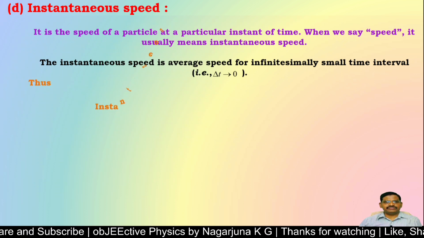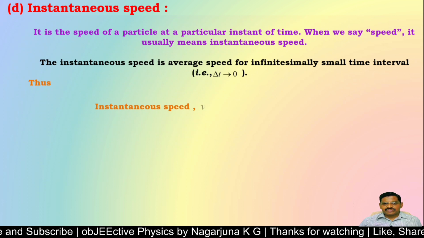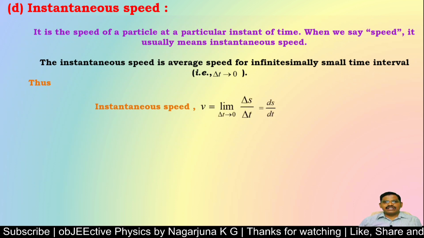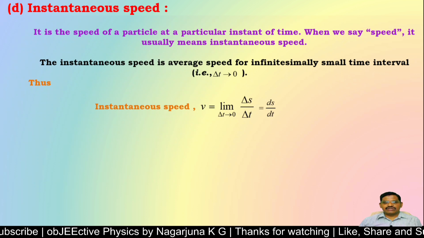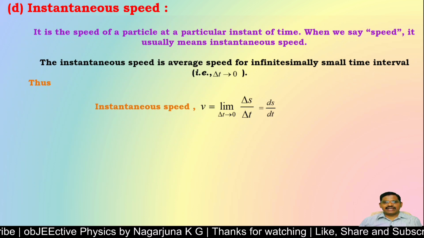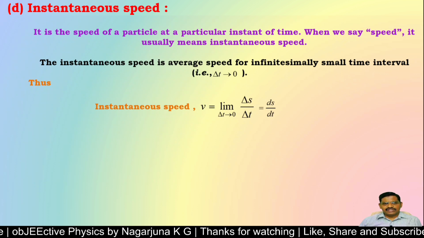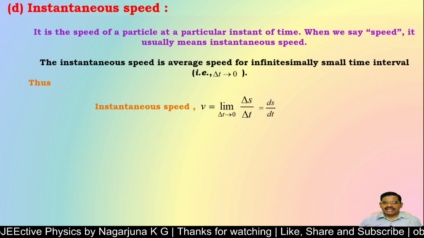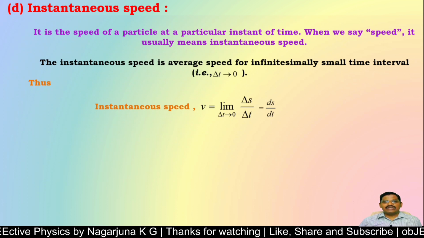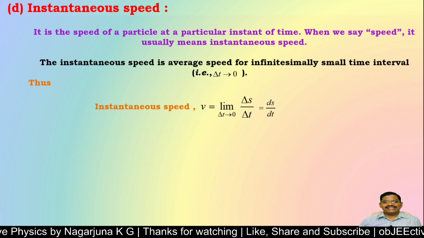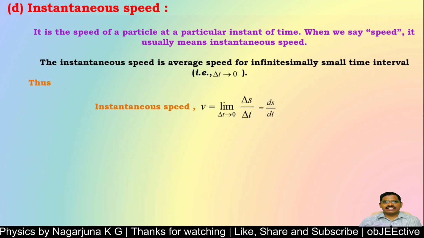Thus, instantaneous speed can be written as V is equal to limit delta t tends to 0 of delta S by delta t, which is equal to ds by dt. So, in other words, instantaneous speed can also be defined as the limiting value of average speed.